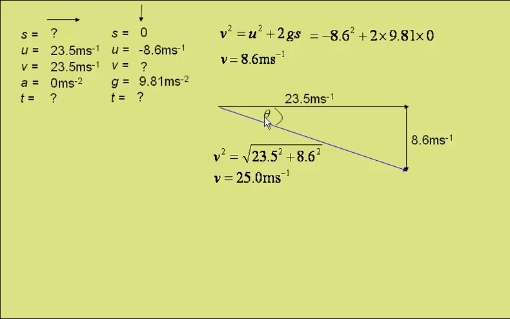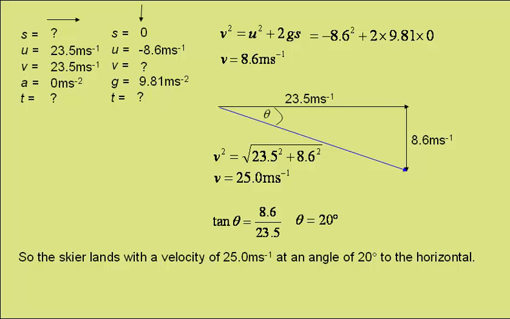To find the angle theta, tan theta is equal to 8.6 over 23.5, meaning theta is 20 degrees, the same angle that the skier started off at. So the skier lands with a velocity of 25 meters per second at an angle of 20 degrees to the horizontal.